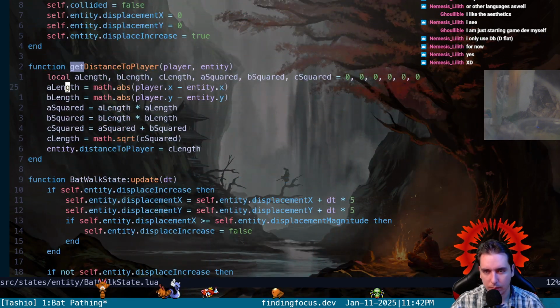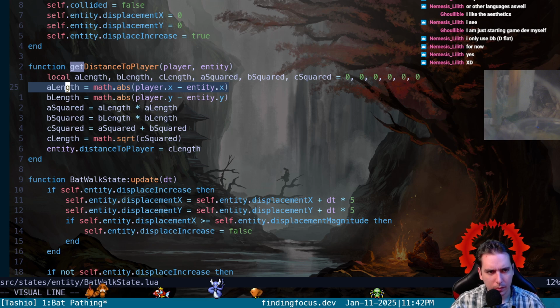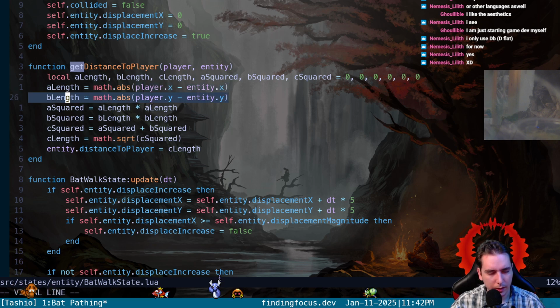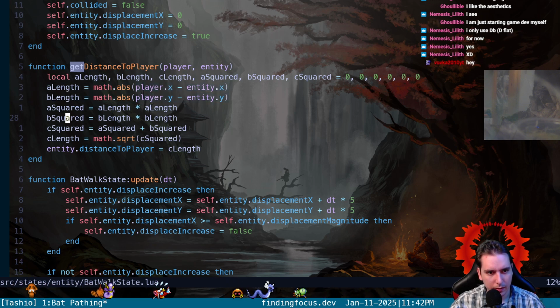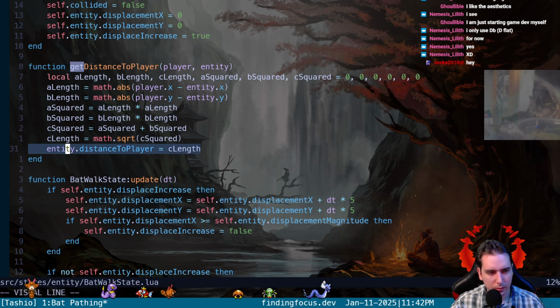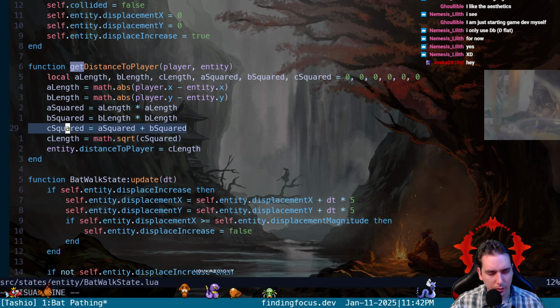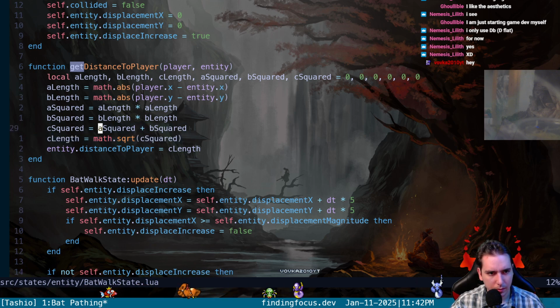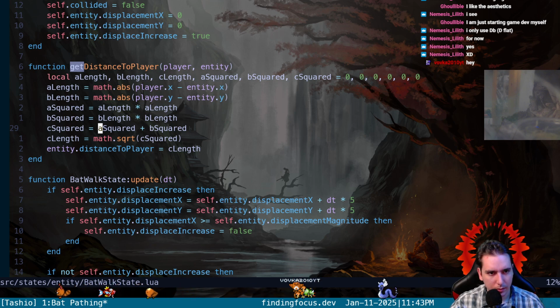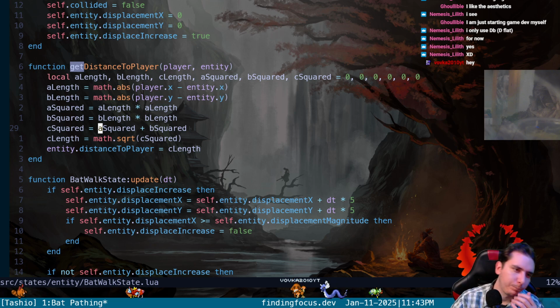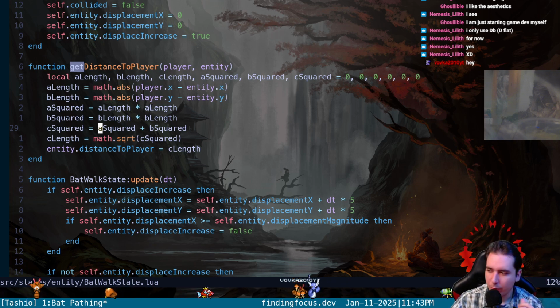We're just doing the Pythagorean theorem. We're getting the length of the bottom leg of our triangle, the top leg of our triangle, and then we calculate the hypotenuse by square rooting a squared plus b squared. I feel like we're missing something here.